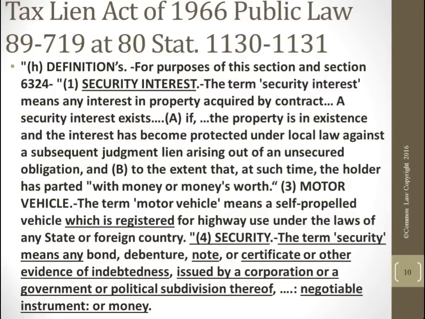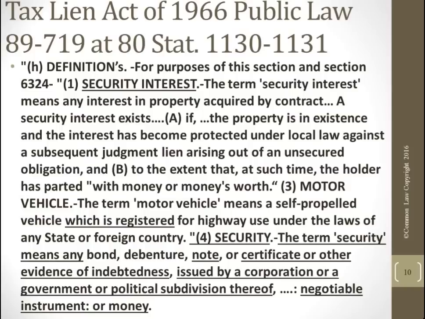This is the Federal Tax Lien Act of 1966, Public Law 89-719, found at 80 Stat 1130 to 1131. This is the definitions section. For purpose of this section and section 6324, security interest means any interest in property acquired by contract. A security interest exists if A, the property is in existence and the interest has become protected under local law against subsequent judgment lien arising out of an unsecured obligation. So again, they have to go into local law, and it's an unsecured obligation.